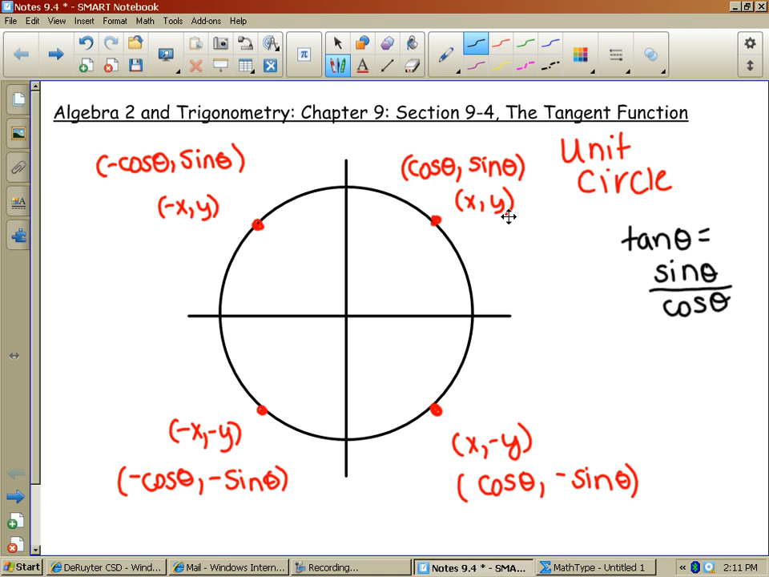So if you look here, the sine is y, the cosine is x, so in this quadrant, tangent is y over x. In this, y over negative x, negative y over negative x, which again simplifies to just y over x. Notice they're the same in the first and the third quadrant. And negative y over x, which again, they're the same in these two quadrants. So again, quadrants 1, 2, 3, and 4.